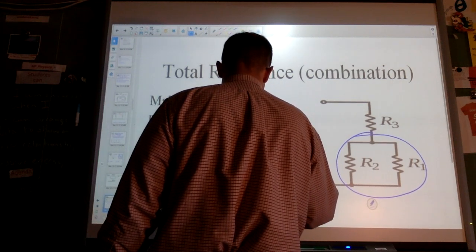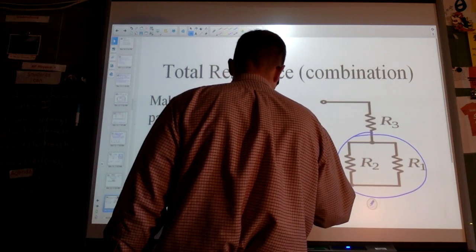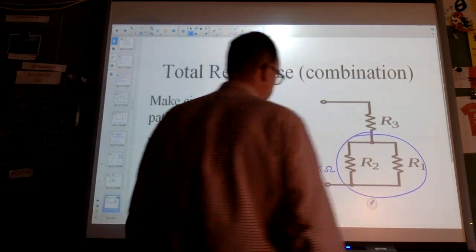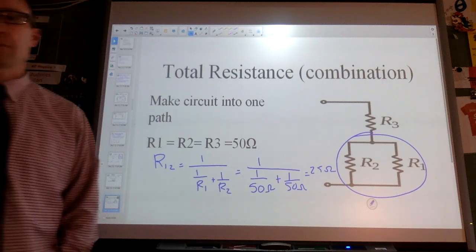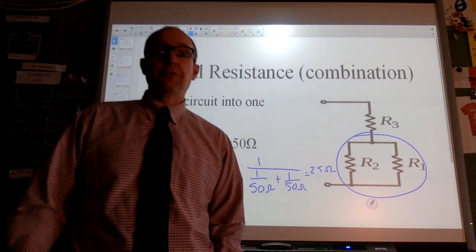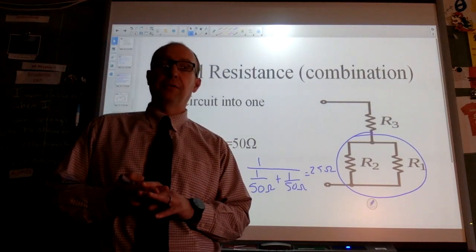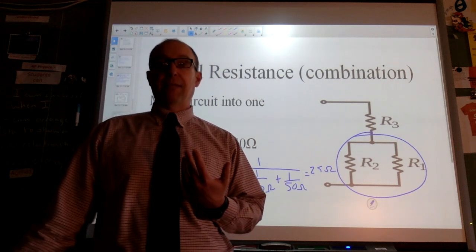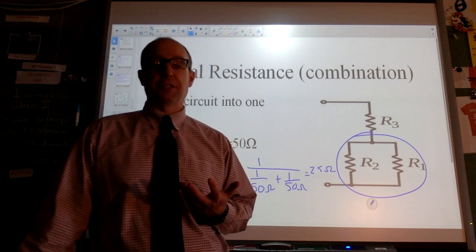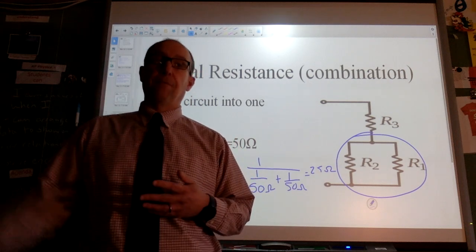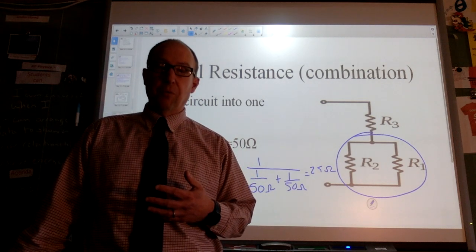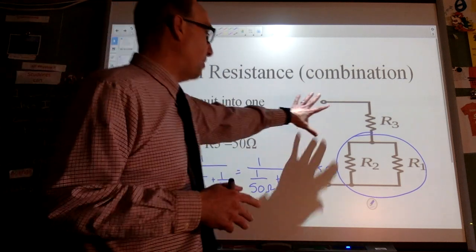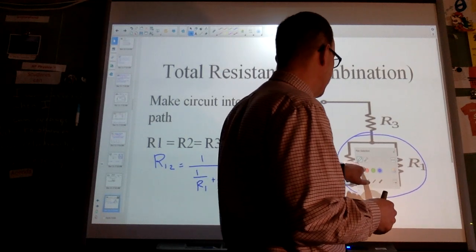So this is 50 and 1 over 50, and it's going to be 25 ohms. So it turns out if you have two of the same resistors in parallel, their equivalent resistance is half of their resistance. If you have 3 of the same resistors in parallel, their equivalent resistance will be a third. If you have 4, the equivalent resistance would be a fourth, and it would keep on going as long as they're the same resistance.